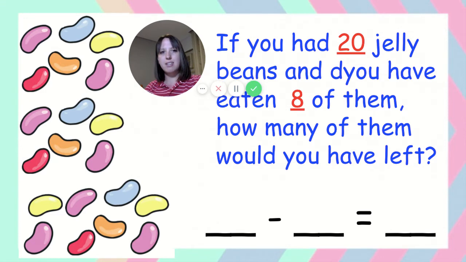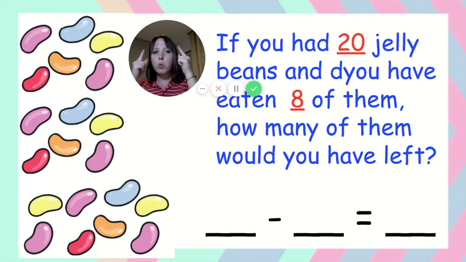The speaking head. If you had 20 jelly beans, 20 jelly beans, and oh, there's a mistake, and you have eaten, sorry for that, you have eaten 8 of them, how many of them would you have left? So you have 20, yes, 20. Try to use your head now. Yes, it's very difficult to use our fingers. So 20 in our head. Then we remove 8, or you can show 8 fingers and count.